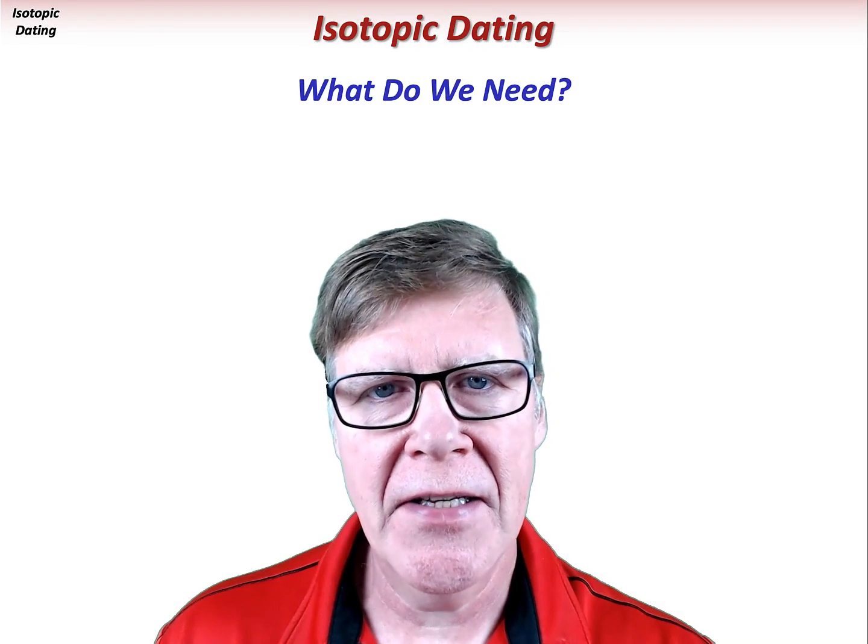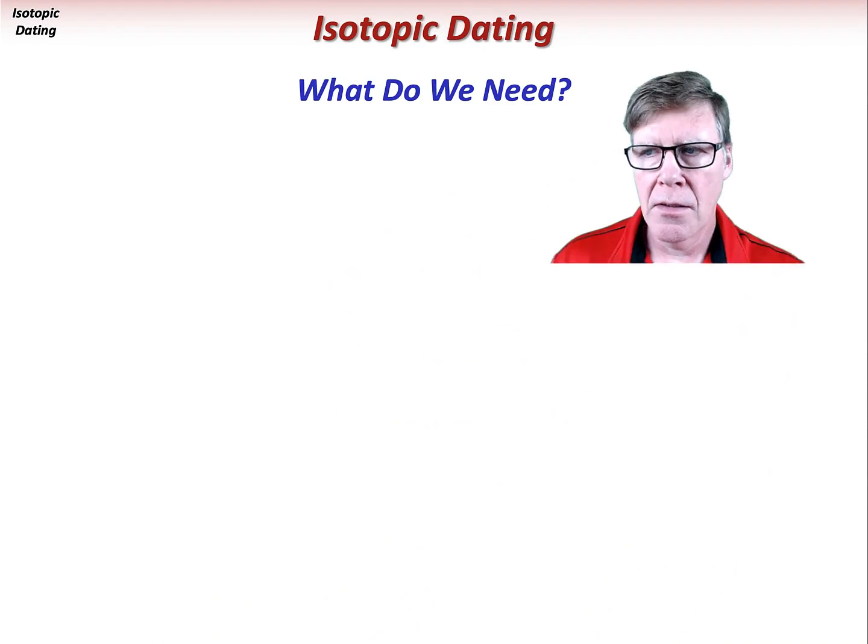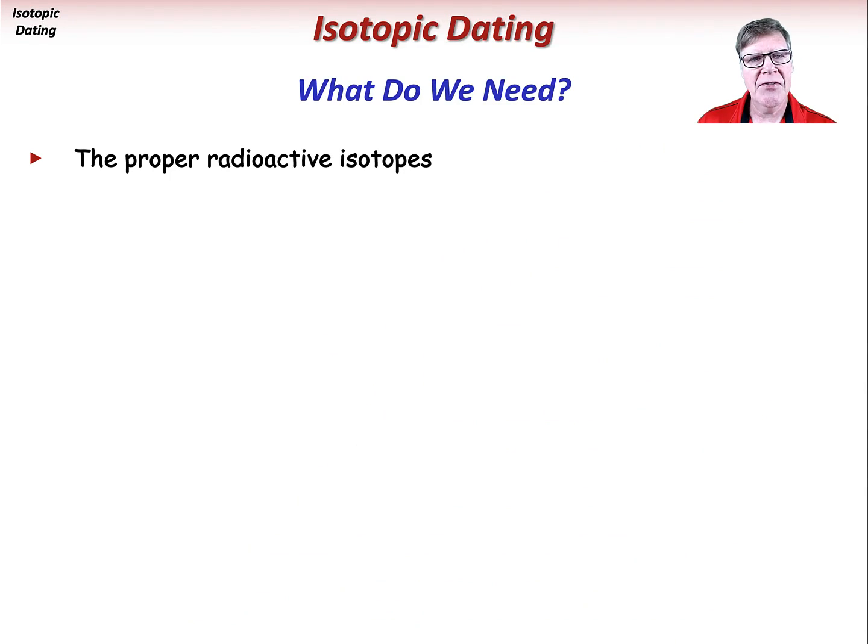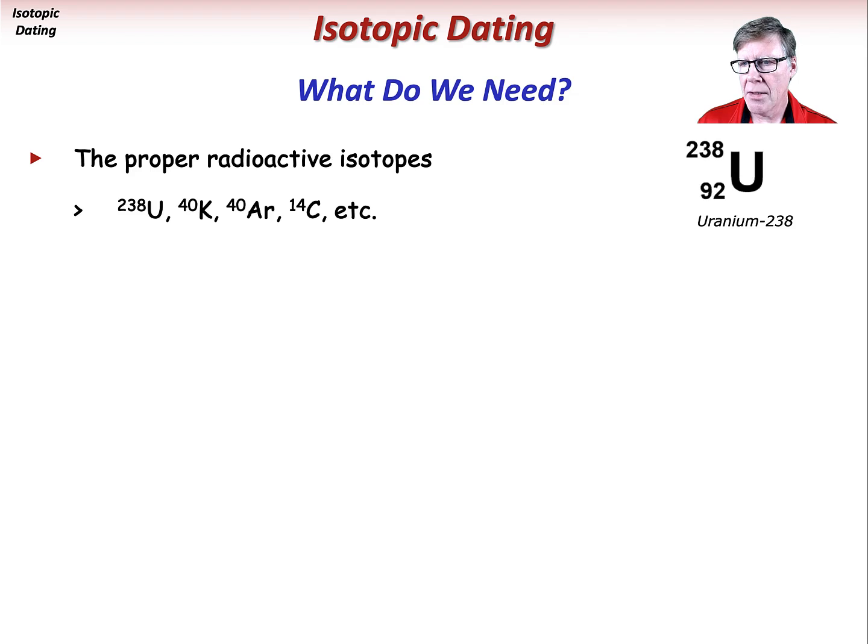So what do we need to get an isotopic age date? Ultimately, we will use an isotope with the proper half-life for our dating purposes. And this might be uranium-238 or potassium-40 or argon-40 if we are dating rocks that are millions or billions of years old. If we are dating young carbon-rich material, then carbon-14 is our isotope.